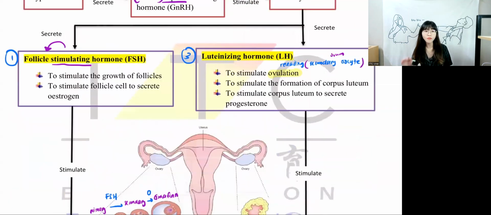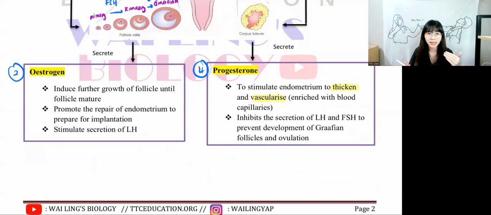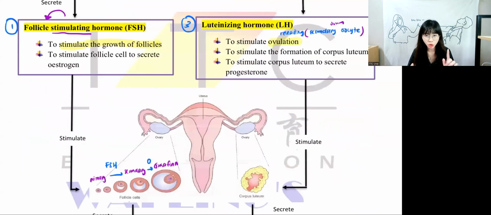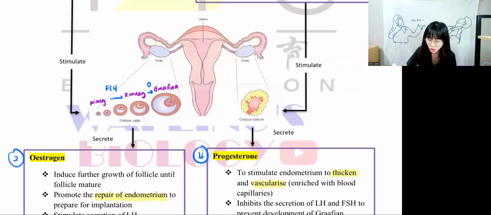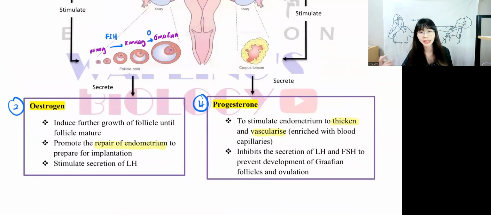The first hormone is called follicle stimulating hormone. If you need to write a function of FSH, I would suggest you to write this: stimulate the growth of follicles. Okay. Second one, estrogen. If you need to write a function, I would suggest you to write this: to repair endometrium wall. Okay. Third one, luteinizing hormone. Choose one to write: stimulate ovulation. Fourth one, progesterone. Then you write: thicken and vascularize the endometrium wall.